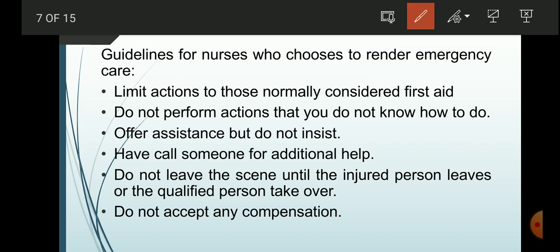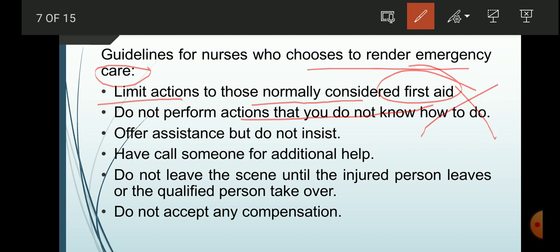Guidelines for nurses who choose to render emergency care. Although we are protected by the Good Samaritan Act, there are things that we really have to remember. First, limit actions to those normally considered first aid. So do not go beyond that. Just give appropriate first aid. Do not perform actions that you do not know. Make sure you have enough knowledge and skills to do the procedure. Offer assistance but do not insist.